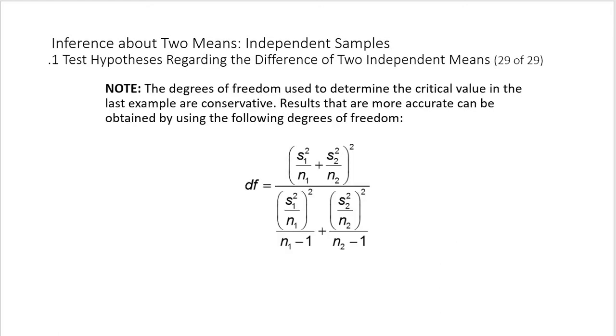Note that the degrees of freedom used to determine the critical value in the last example are conservative. The results that are more accurate can be obtained using the following degrees of freedom. So we can compute the degrees of freedom using this formula. But we're going to stick to our previous approach, which is using the smallest of the degrees of freedom.